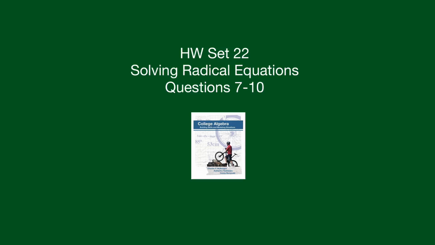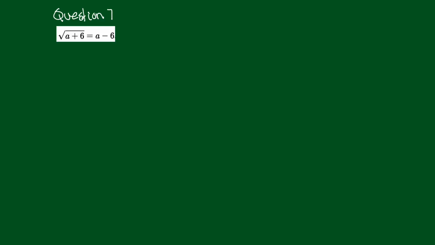This is homework set 22, solving radical equations. Question 7, we'll start this one like we've always started these. We'll square both sides, right? Because we already have a radical isolated.